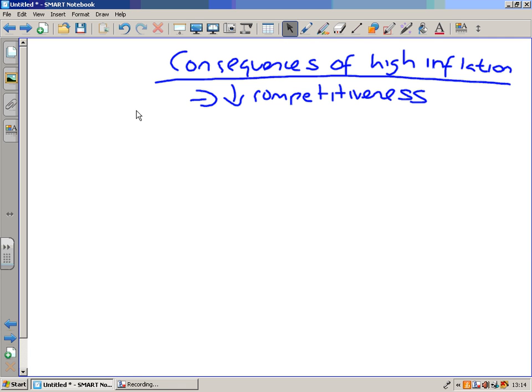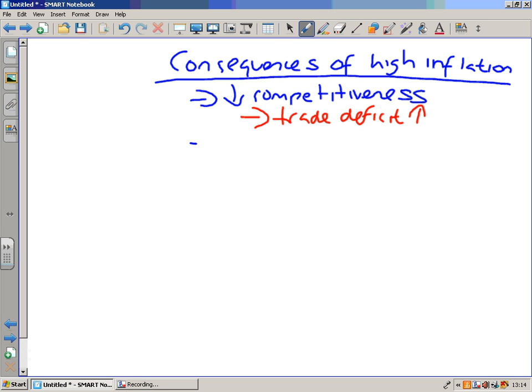So as competitiveness falls, what we find is there's an increasing likelihood that our trade deficit will go up, it will increase. High trade deficit is an overall leakage from the economy, so this will have a negative impact on employment levels, investment levels in the future, and future economic growth levels.